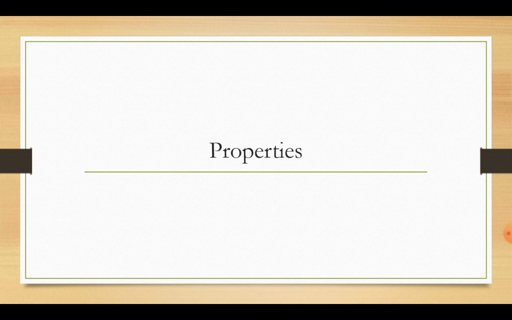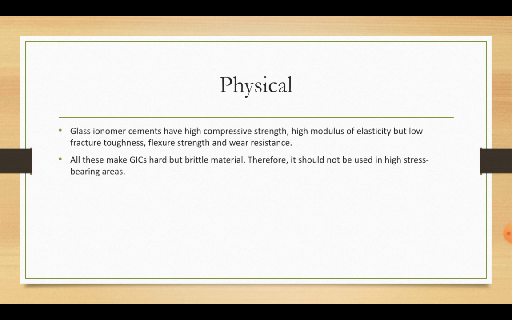Coming to the properties. Number 1, physical. GIC has high compressive strength, high modulus of elasticity, but low fracture toughness, flexure strength and wear resistance. This makes GIC hard but brittle, and therefore it should not be used in high stress bearing areas.